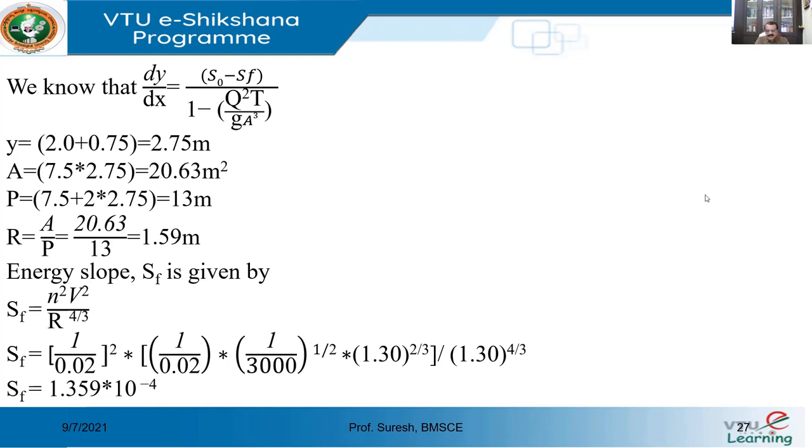So, SF is equal to, what is n? n is 0.02 given in the problem. So, n square, 0.02 square, into V square. Again using Manning's formula, 1 over n, 1 over 0.02, into the bed slope, 1 in 3000 given in the problem, into R, the value of R which you worked out at section 1, that is 1.30 raised to 2/3. The whole thing is divided by R, that is, 1.3 raised to 4 by 3. If you simplify this, you are going to get the value of SF. SF is equal to 1.359 into 10 power minus 4.